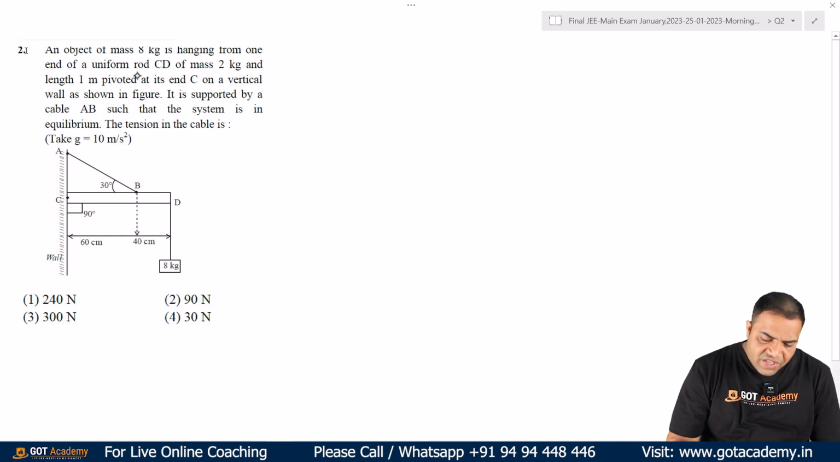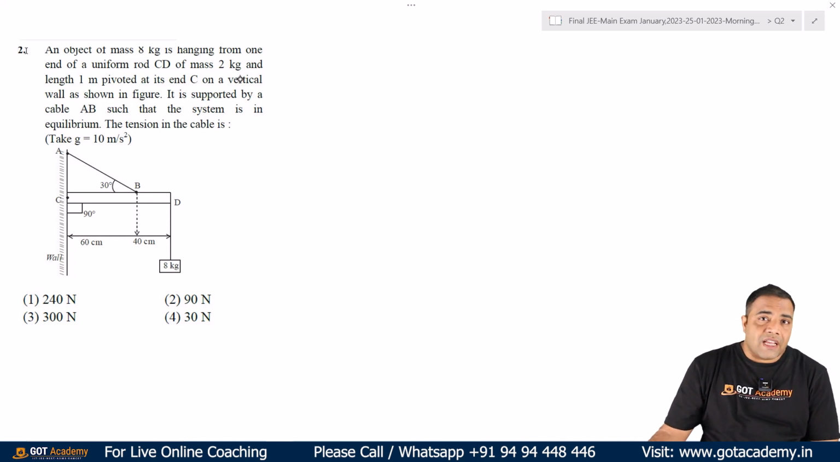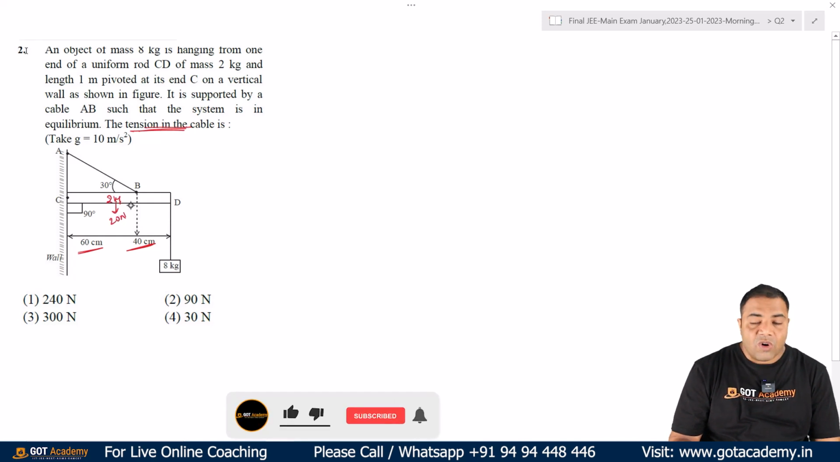So by looking at this question, an object of mass is given hanging from one end of a rod. Hanging from one end of a rod, these cases naturally come from which chapter? System of Particles. In that, the subtopic is torque. Why? Because if you observe the question carefully, the distances are mentioned here, and the question is asking for the tension. The mass of this is given as 2 kg, so we can say the weight is 20 Newton.